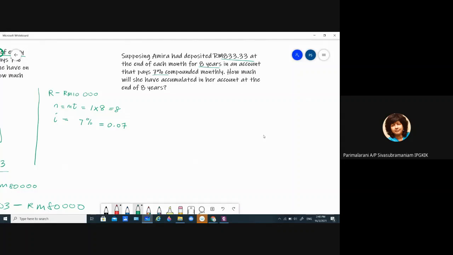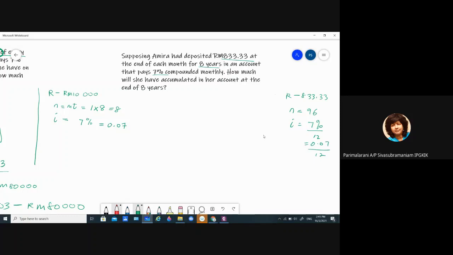So now our R here is 833 ringgit and 33 cent. T is 8. What's our T now? Anyone? What is our T now? Yeah, our N, sorry. Our N is 96. I will be 7% over 12, so this is 0.07 over 12.